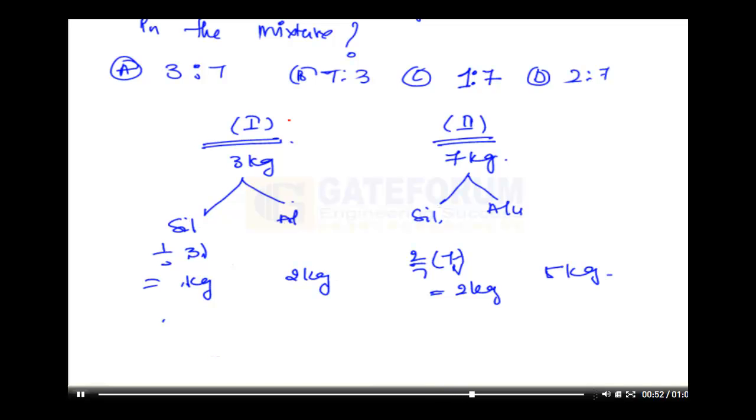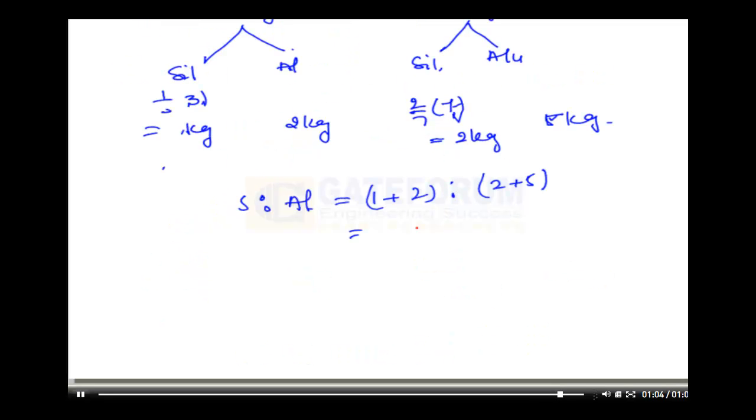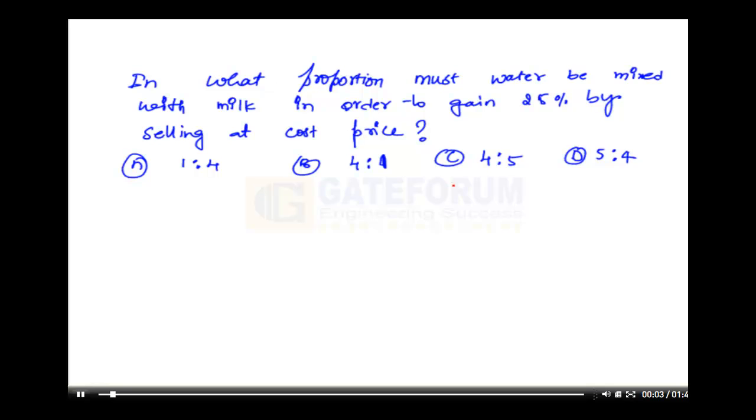Now we need the combination of silver and aluminium ratio. So ratio of silver to aluminium is silver 1 plus 2 is to 2 plus 5 is aluminium, which is 3:7. That is option A. Must water be mixed with milk in order to gain 25% selling at cost price?